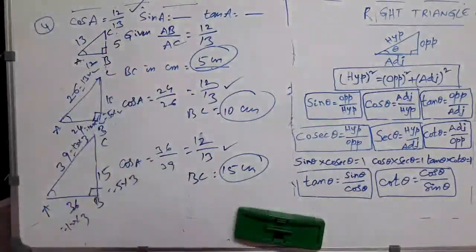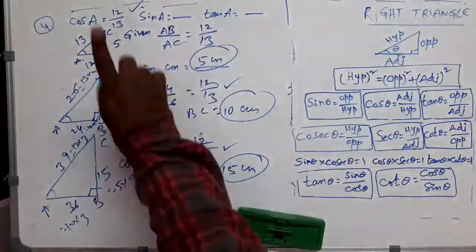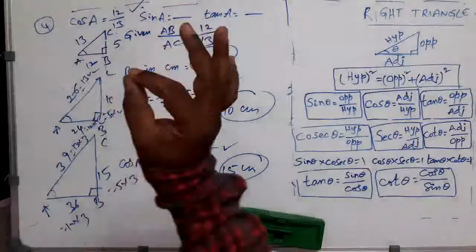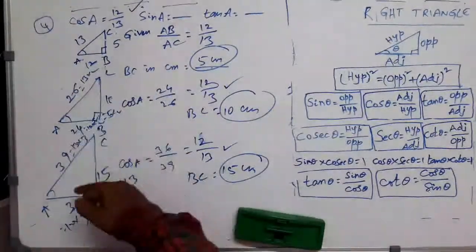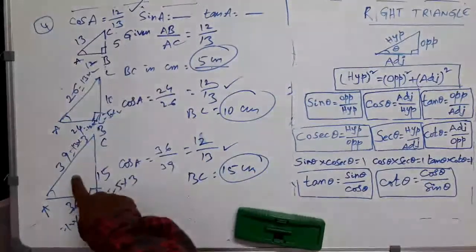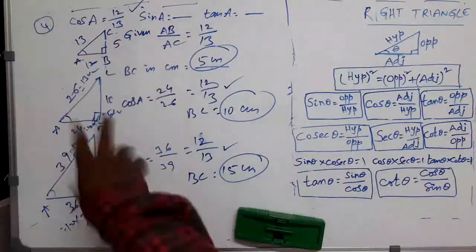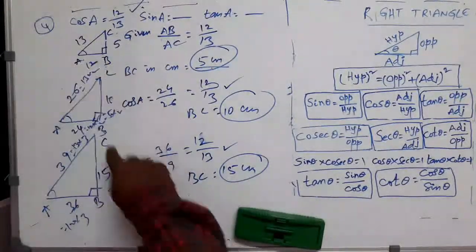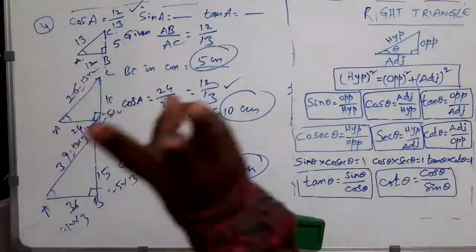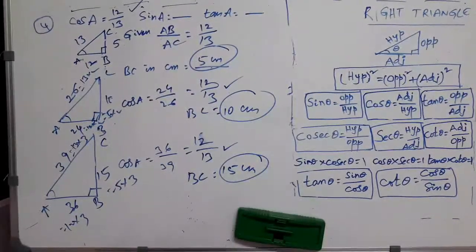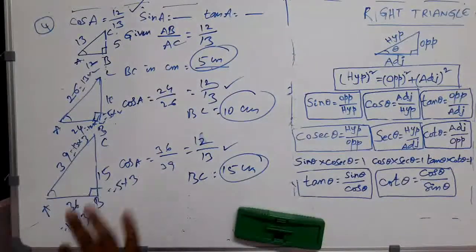Observe the ratio of the sides. 13 by 26 is 1 by 2. 5 by 10 is 1 by 2. 12 by 24 is 1 by 2. Sides ratio is same, 1 by 2, 1 by 2, 1 by 2. Of course, you consider these two. 39 by 13 is 3. Right? 39 by 13 is 3. 15 by 5 is 3. 36 by 12 is 3. Right? Ratio is same. 3, 3, 3. So, what you have observed here?